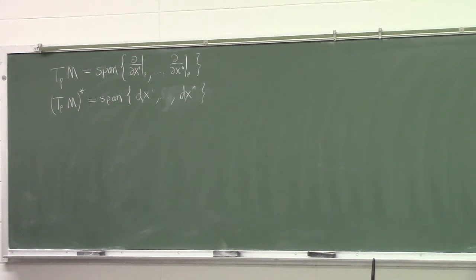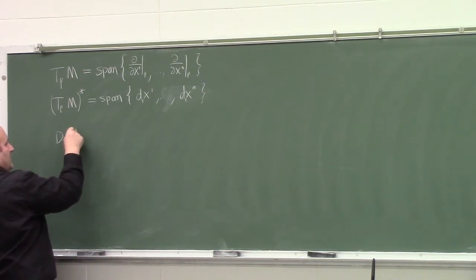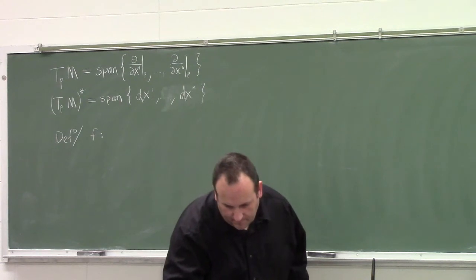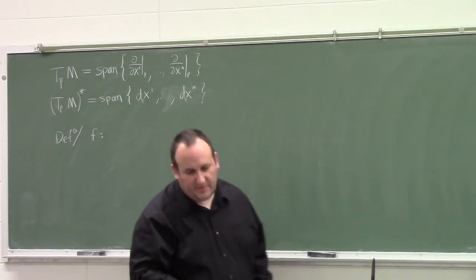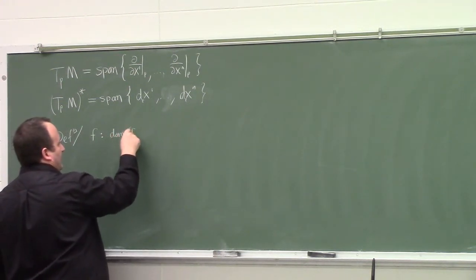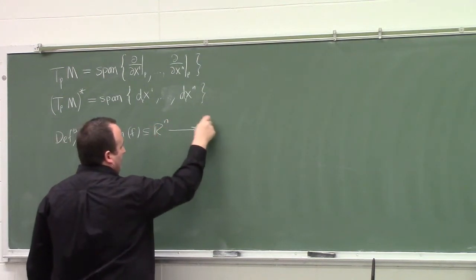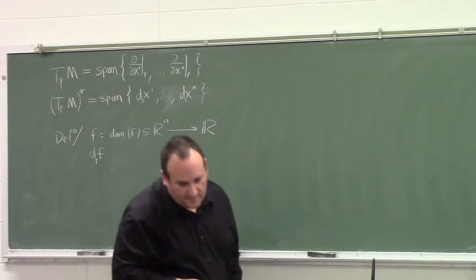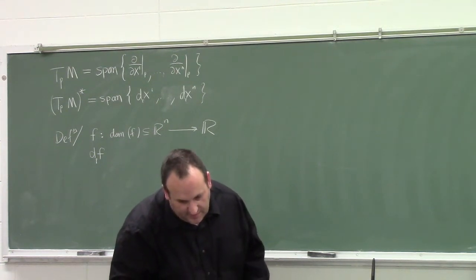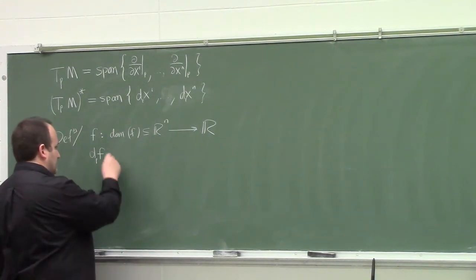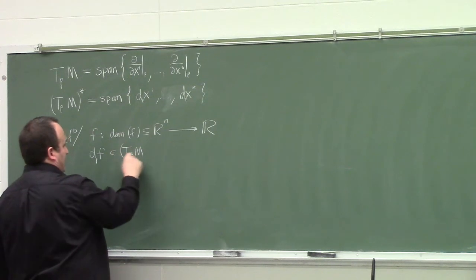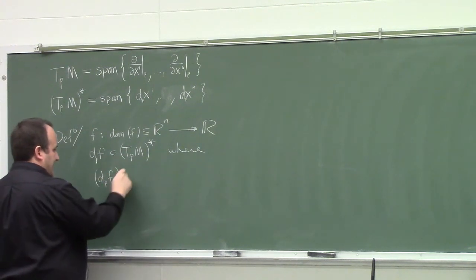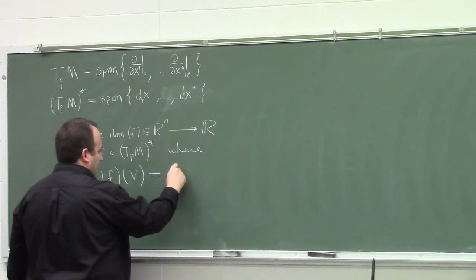These are dual, right? We talked about the definition. What was our definition? Suppose the domain of f is a subset of R^n, f from a subset of R^n to R. I define df at the point p as the so-called differential of f at p, and it was an element of T_pM star. We define that in particular as follows: d_p f acts on a vector v according to the rule v acts on f, right?